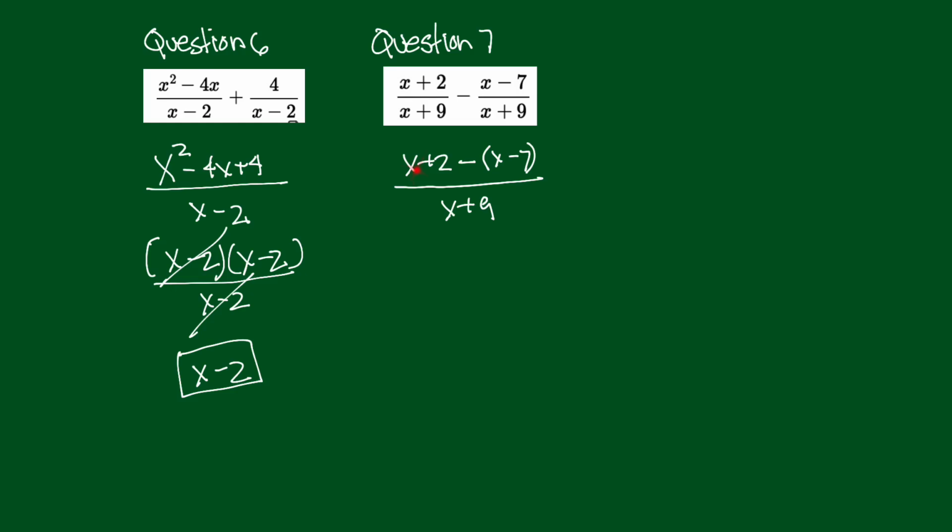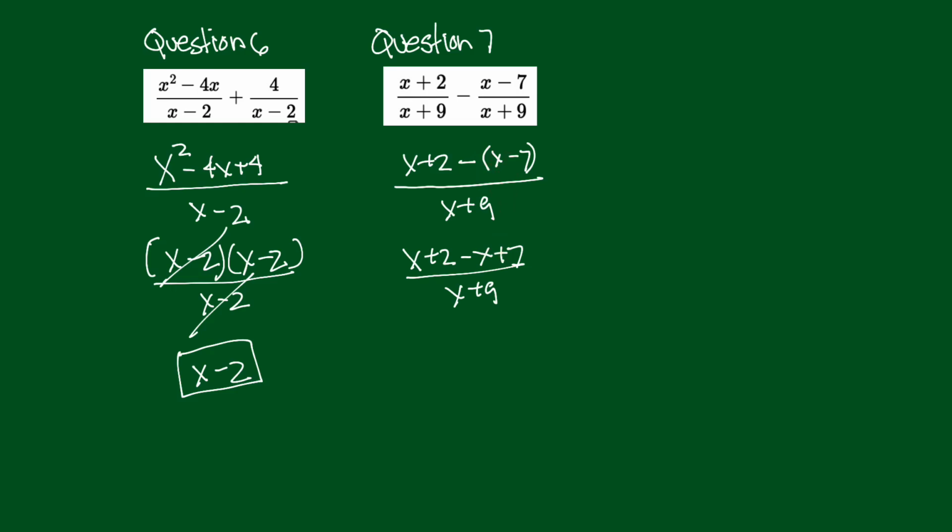You can see it. x plus 2, right? x plus 2 minus x minus 7, minus all of it. Now, when you remove those parentheses, they're preceded immediately by a minus sign, so remove them and change the sign of every term inside. You get x plus 2, and then you get minus x plus 7 all over x plus 9. Okay? You believe it? x plus 2, minus x, minus is plus 7.